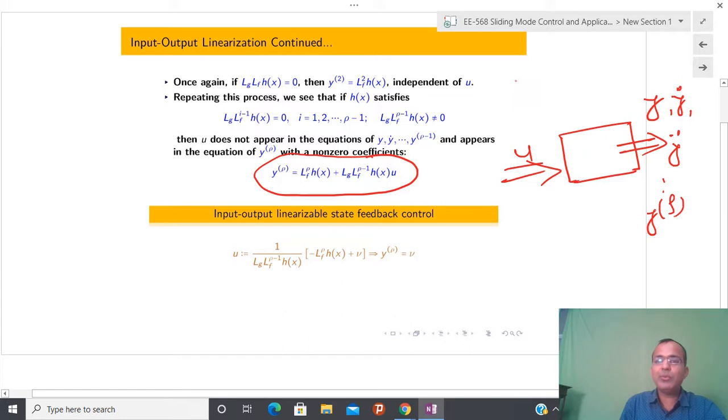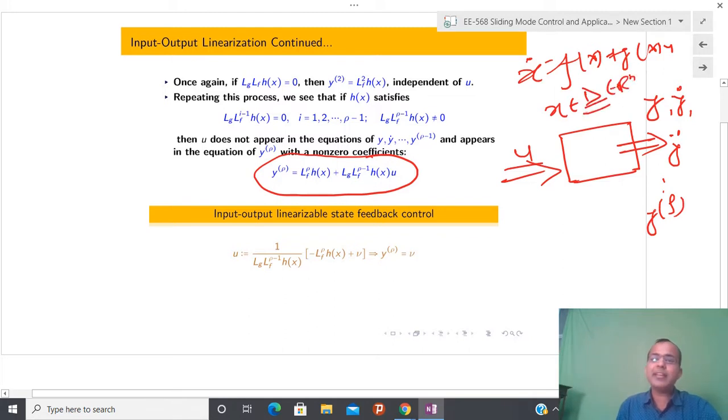Please be careful that the original state in this particular process is again this x. So x belongs to D, a subset of R^n. So this is my original state. Now what I have done, using the output and its higher derivatives, is create a kind of virtual system. I am assuming that my output is at least rho times differentiable, then only am I able to create this kind of system.